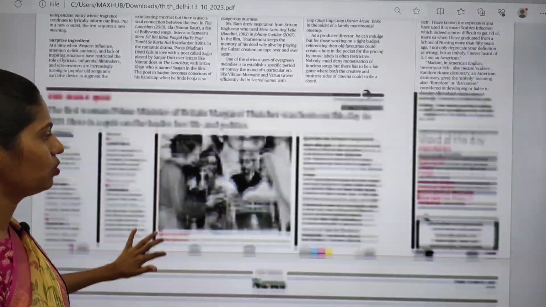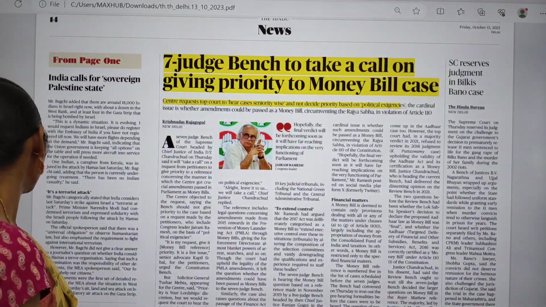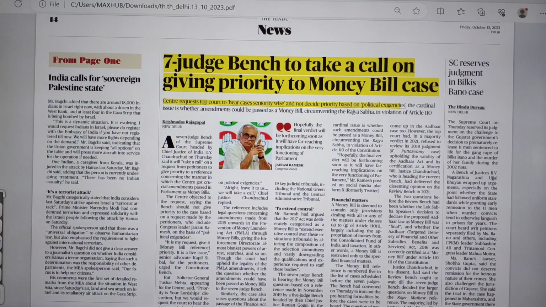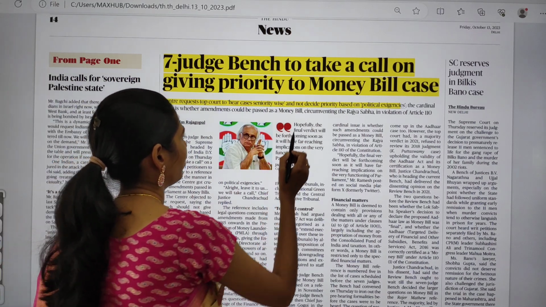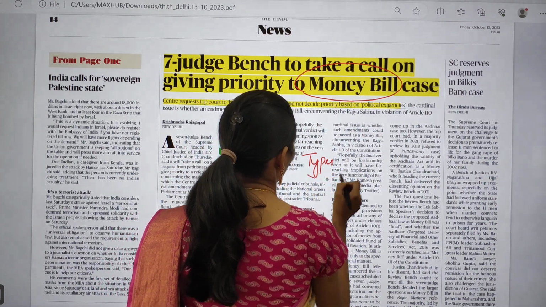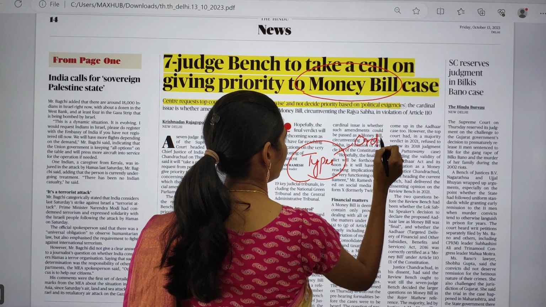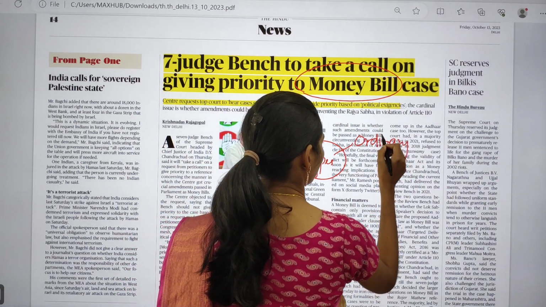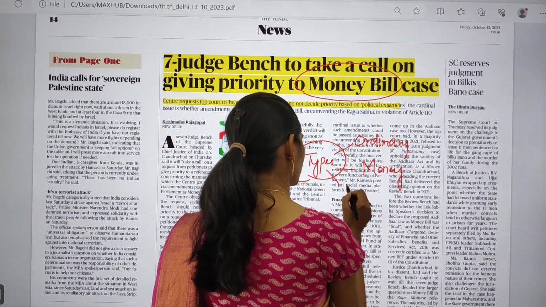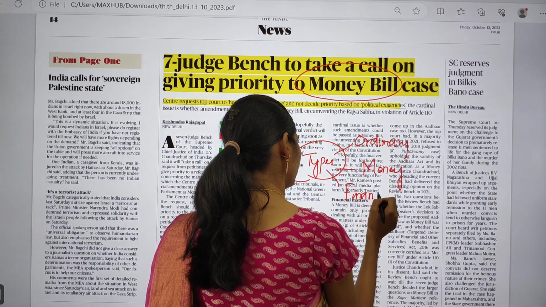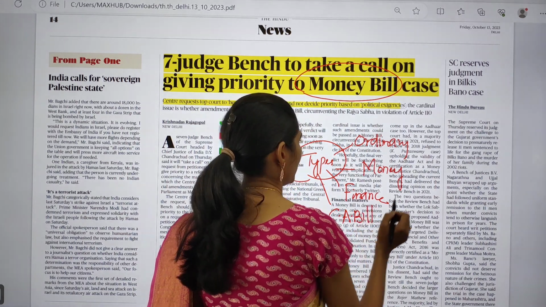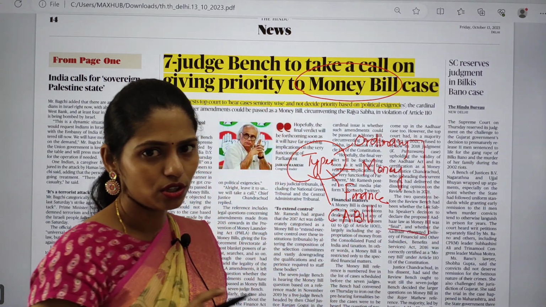If you move on to the news page, you can see one article about a 7-judge bench to take a call on giving priority to the money bill case. Here we have to focus on the money bill. If you talk about types of bills, we have the ordinary bill, the second one is the money bill, the next one is the finance bill, and the last one is the constitution amendment bill. So these are the four important bills.